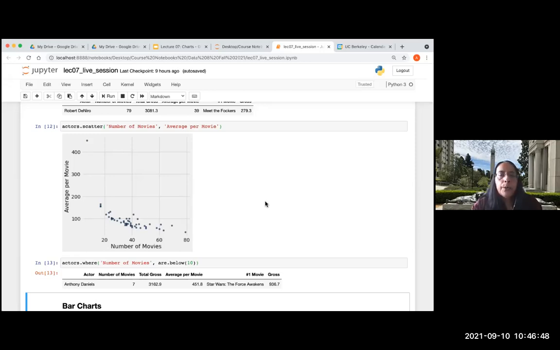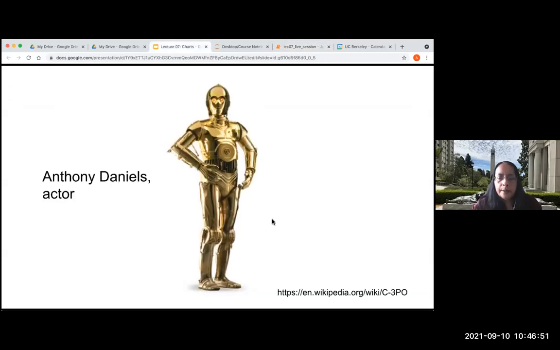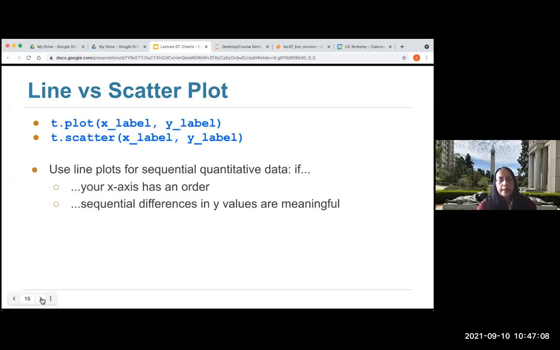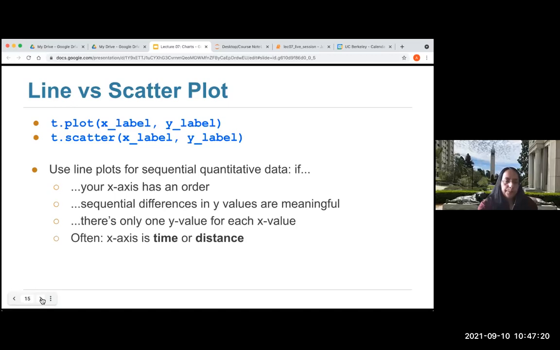Okay, so what I'd like to do now is let's see if we can summarize a little bit what we have. So these are your 2 calls that you've learned to make, and T stands for table as usual. And you use line plots for sequential quantitative data. If your x-axis is in order, you actually care about the sequential differences on the y-axis. And there's only one y value for each x value, which doesn't always have to be the case. You can have data with multiple y's for the same x.